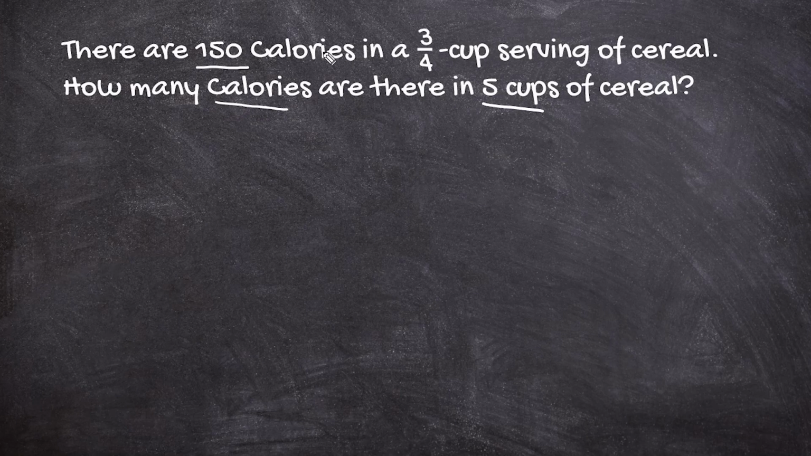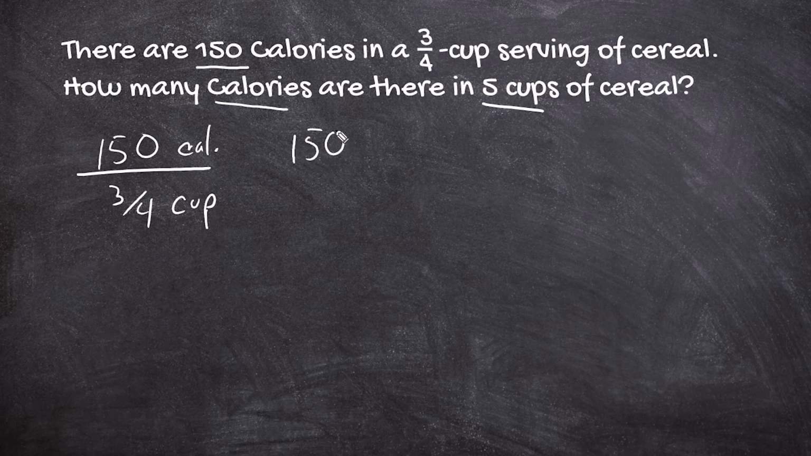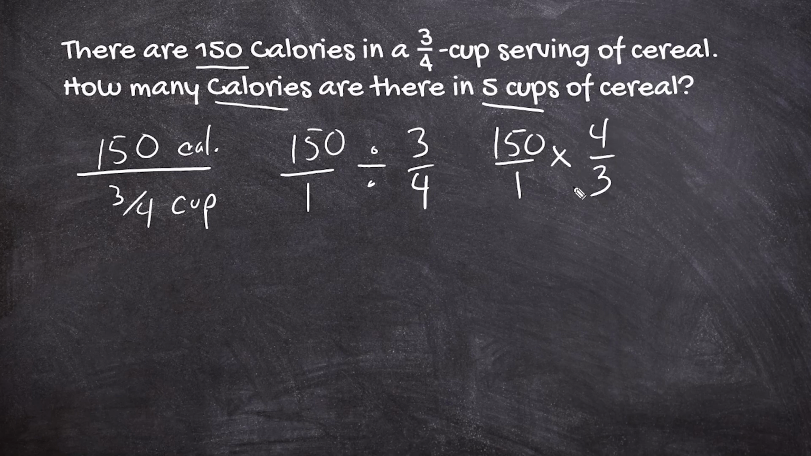So what we're going to do is take this given rate here, 150 calories to 3/4 of a cup of cereal, and we are going to convert this into a unit rate. Now, to convert any rate into a unit rate, you simply take the numerator and divide by the denominator. So we're going to take 150, and we're going to divide that by 3/4. So we have to take 150 and multiply that by the reciprocal of 3/4, because when we divide fractions, we keep, change, and flip.